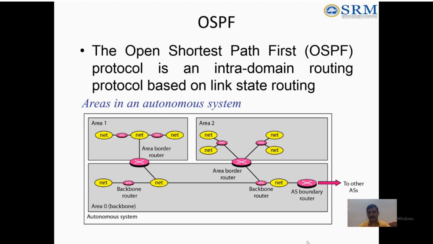Below we have one diagrammatic representation. It shows area 1, area 2 and area 0. That's the backbone network. If I want to connect from any one area to another area, we have to pass the information through the intermediate router. For this, OSPF plays a major role.